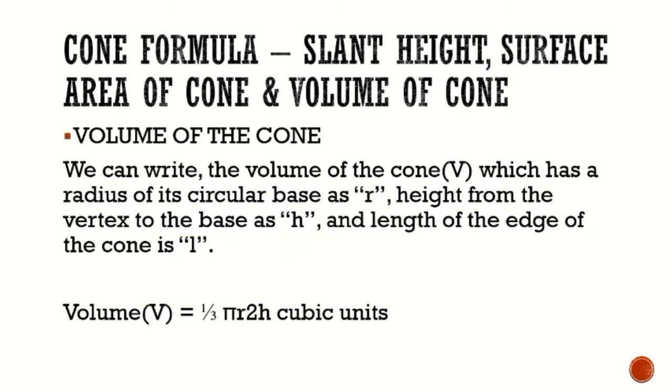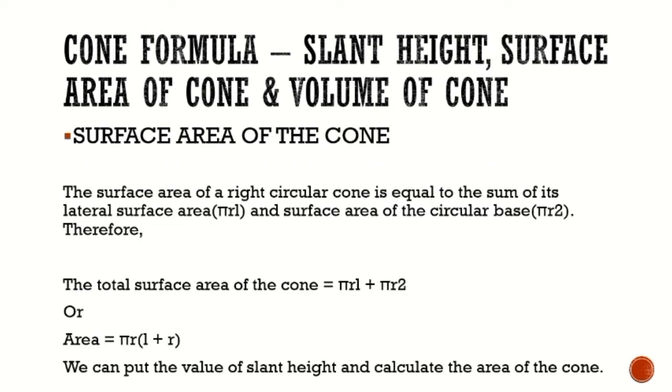Volume of the cone. We can write the volume of the cone, which has the radius of its circular base as r, height from the vertex to the base as h, and length of the edge of the cone as l. Volume is equal to 1/3 pi r squared h cubic units.